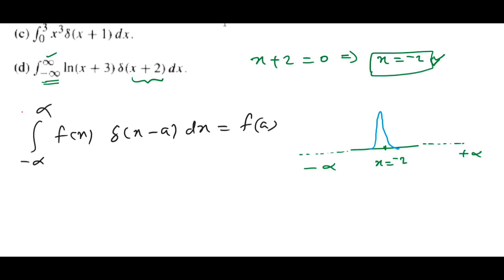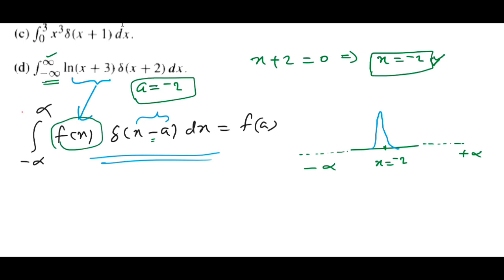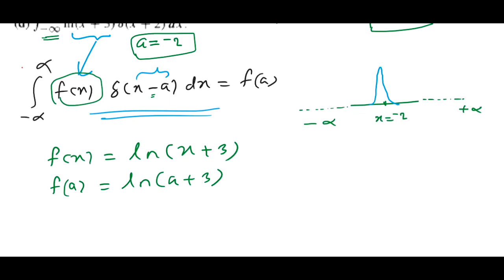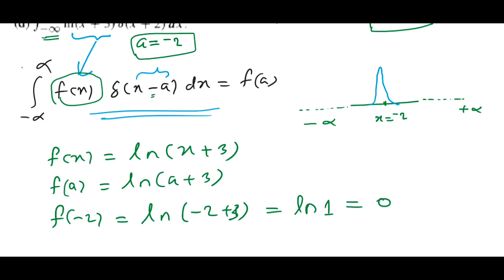Now let us apply this equation. Okay. Here, if you compare these two equations, this is our f of x, and this is the a, that is, a is minus 2, because here we have a plus sign. Now we have obtained f of x and a. Then I can write here f of x is equal to natural log of x plus 3. Then f of a is equal to natural log of a plus 3, but here a is equal to minus 2. Therefore, f of minus 2 is equal to natural log of minus 2 plus 3. Minus 2 plus 3 is 1, so natural log of 1. Natural log of 1 means 0.